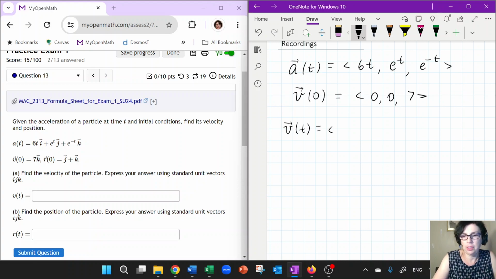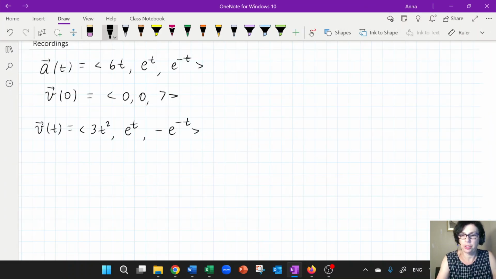Integrating 6t gives me 3t squared. Integrating e to the power t is the same, whether it's integral or derivative. The integral of e to the negative t is actually negative e to the negative t. So that would have been the final answer, but whenever you integrate, you have to add a constant of integration, and this time it's a vector, c1.